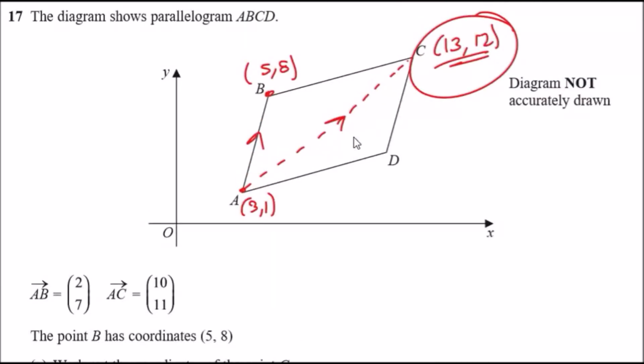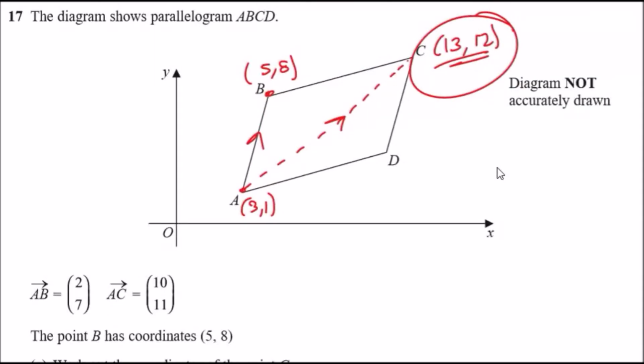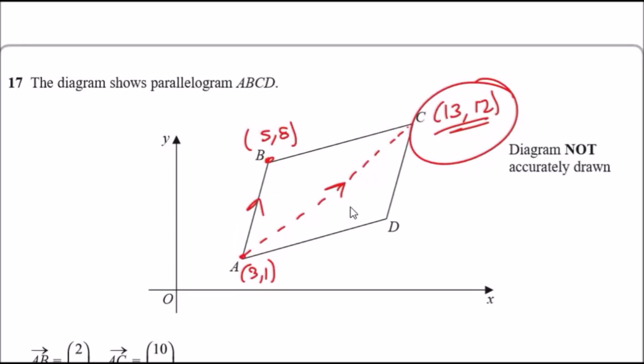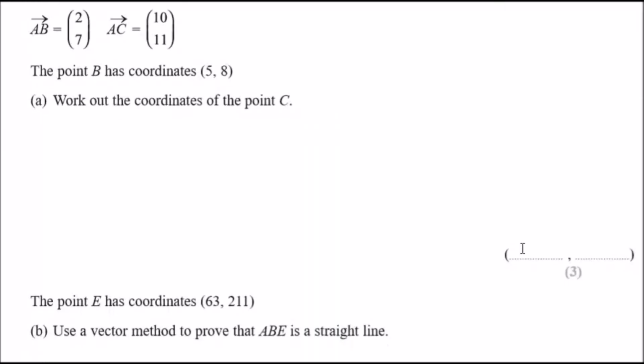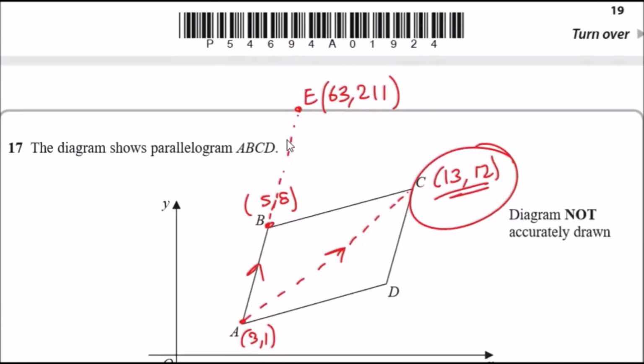So the point E has coordinates (63, 211). Okay, so point E so far, guys, is not on this diagram, yeah? Now, use a vector method to prove that the line ABE is a straight line. So, in other words, it's telling us that if we extend this line AB all the way to some future point E here, which was what? (63, 211). Let's write that down. We need to show that we can make a straight line.